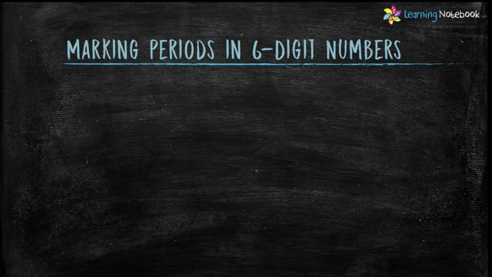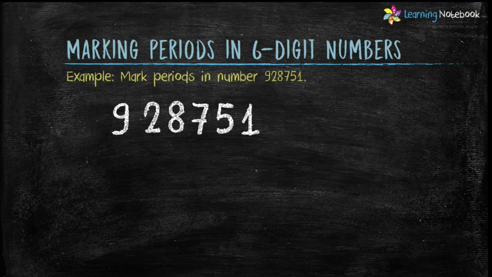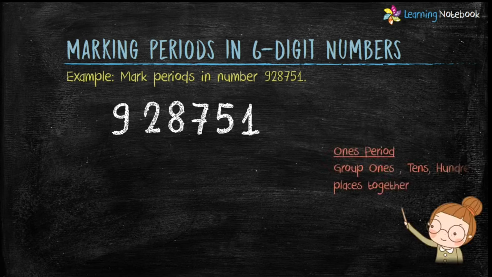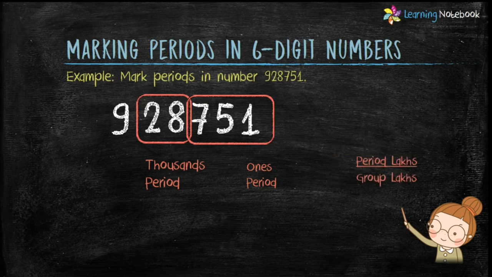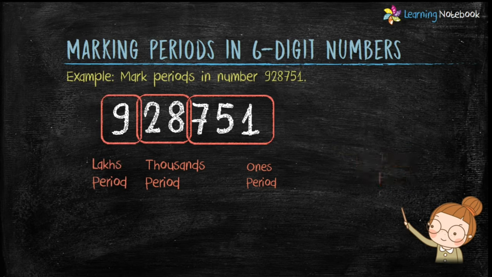Students, let's learn how to mark periods in 6-digit numbers. It is very simple to mark periods on the number and is used to easily read big numbers. First period is ones period, which is the group of ones, tens and hundreds places together. Second period is thousands period, which is the group of thousands and ten thousands places together. And third period is the lakhs period, which consists of the lakhs place.